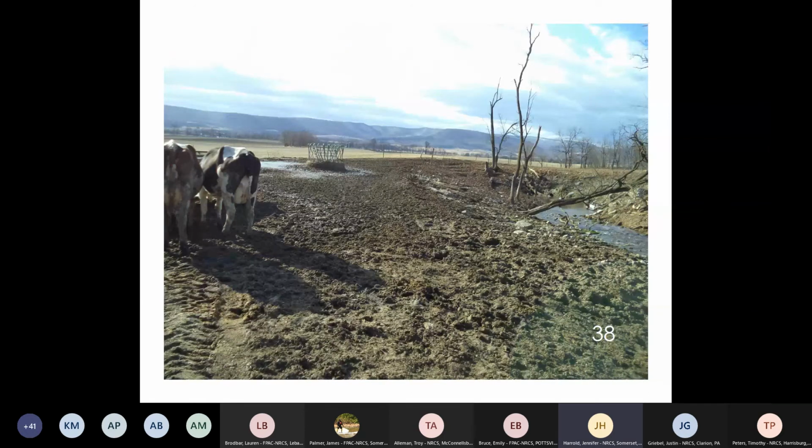It was pretty bad. So they were going to do a new barnyard, a manure storage, and improve pasture, and definitely a setback from the sinkhole, which you see on the right.